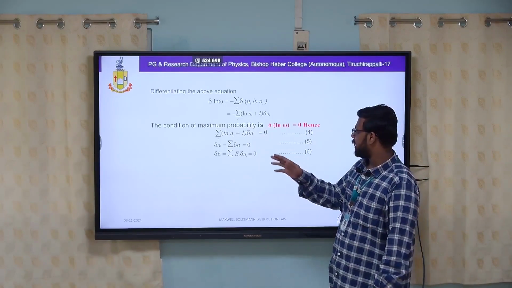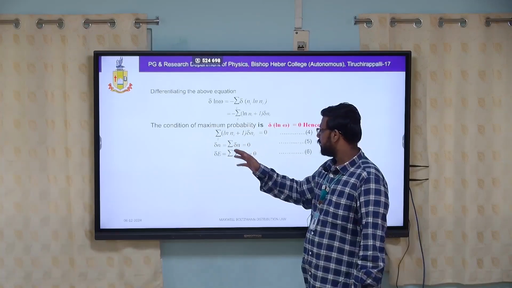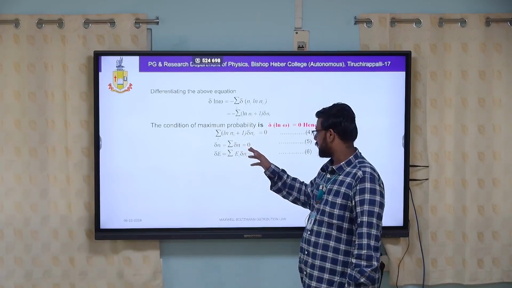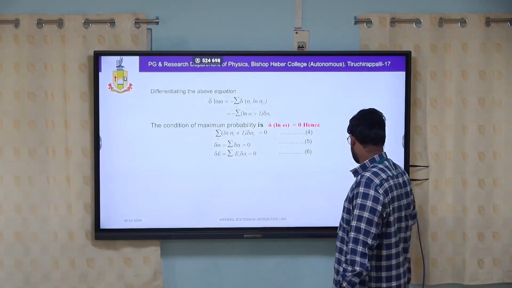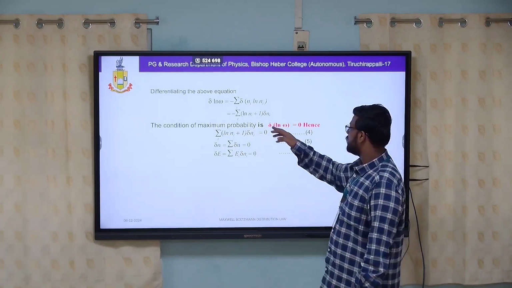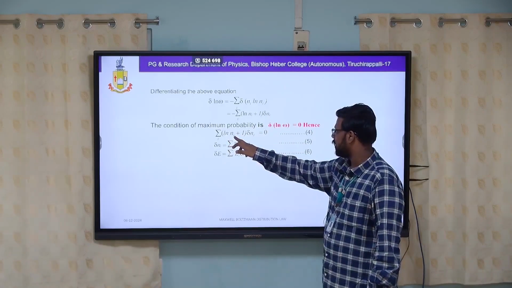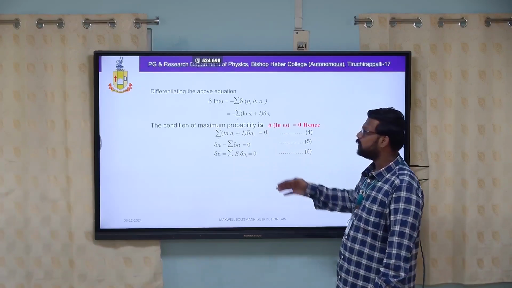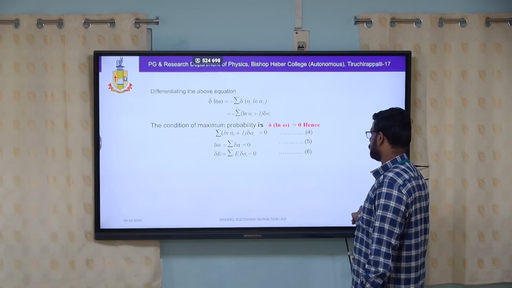The total number of particles is considered to be a constant, and the total energy is also considered to be constant. So del ni, the differentiation of the total number of particles, is again 0, and the differentiation of the total energy is also 0. So we have three expressions. The first condition is del ln omega, from which I have obtained summation of ln ni plus 1 del ni equal to 0, and we have the auxiliary conditions. We need to combine all three in order to obtain the distribution function.